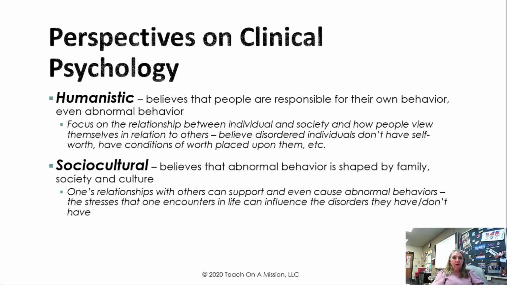And then our final perspective that we need to talk about is the sociocultural. This believes that abnormal behavior is shaped by family, society, and culture. So one's relationship with others can support and even cause abnormal behaviors. The stresses that one encounters in life can influence the disorders that they have and don't have. We are talking situational component here because it's culture and family, the situation within the family, not necessarily genetics.